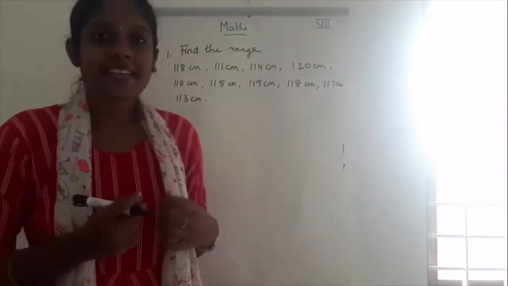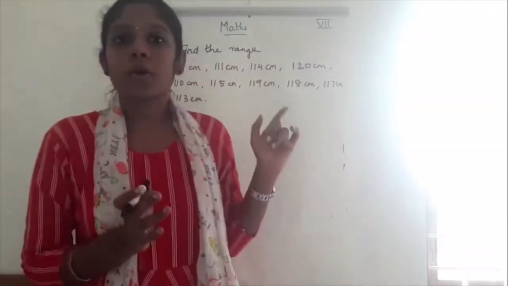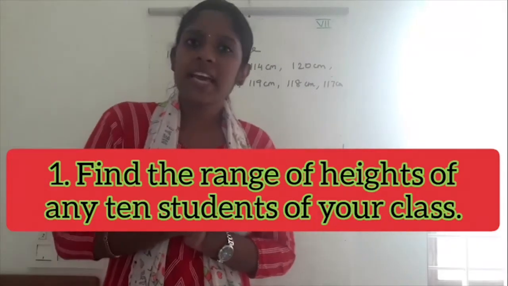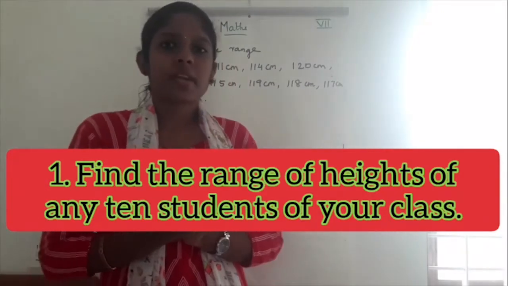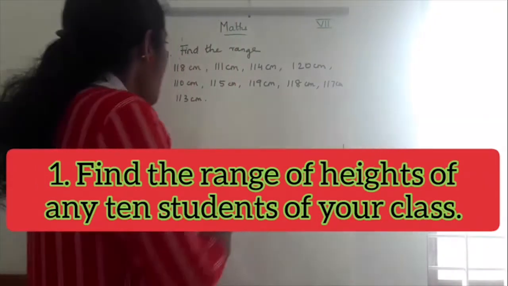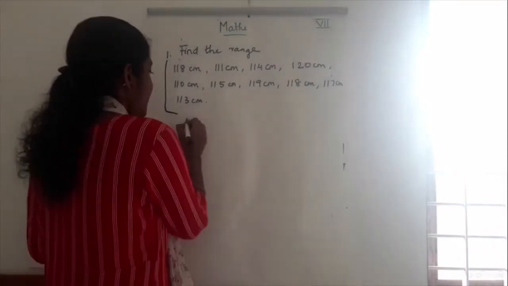Okay, we'll start the exercise. This is the first question for you. Find the range of the following observations. The heights of students are given. You have to find the range. So what is range? Range is the highest value minus the lowest value. Here the observations are given for you.